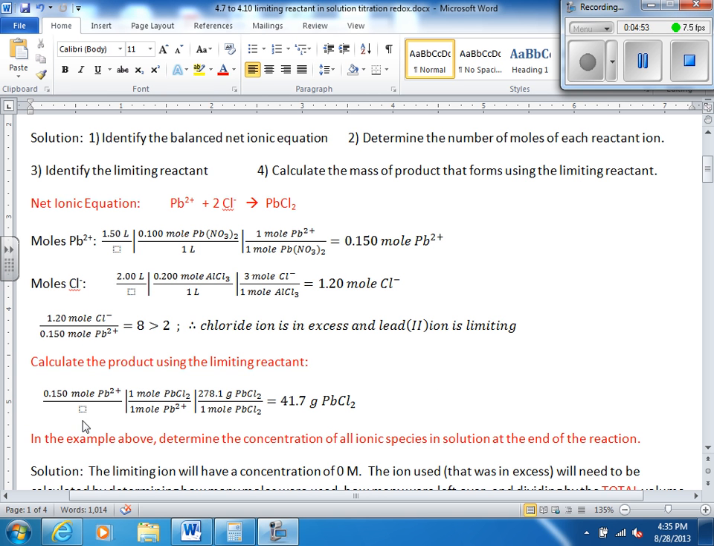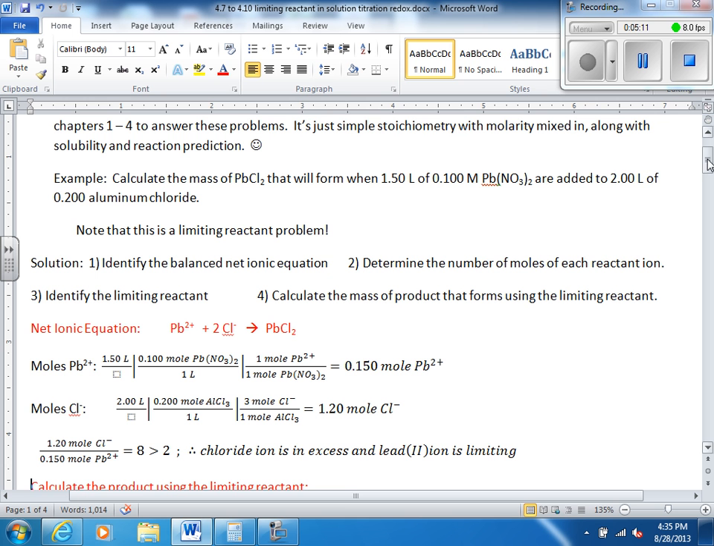Okay, so we use our limiting reactant, the lead, moles to moles, using the reaction coefficients 1 to 1. And then I just go lead 2 chloride to grams using molar mass. And here we go. Here's our answer right there. That's how many grams of lead 2 chloride we would have. Now I've answered that question. I'm done with this part of the problem. That's all it asked me.